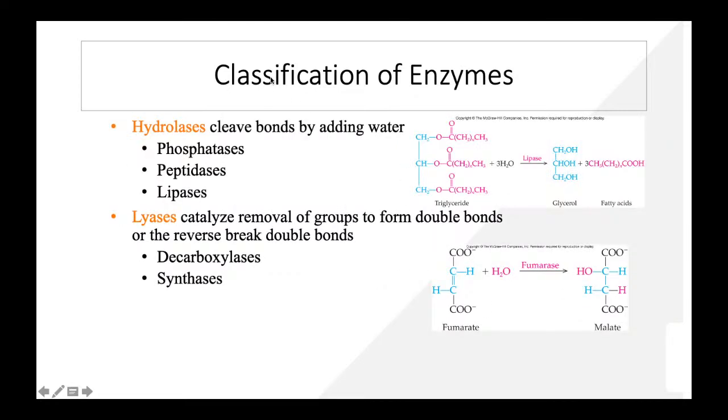Then come the hydrolases, which cleave the bond by adding water. They could be phosphatases, peptidases, lipases. So here we have three molecules of water, which we will add to a triglyceride, and then we have glycerol and fatty acids at the end. And then lyases are the ones which remove groups to form double bonds, and reverse back double bonds.